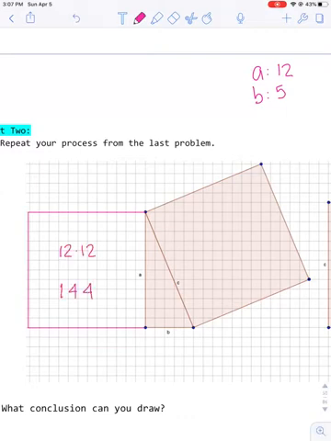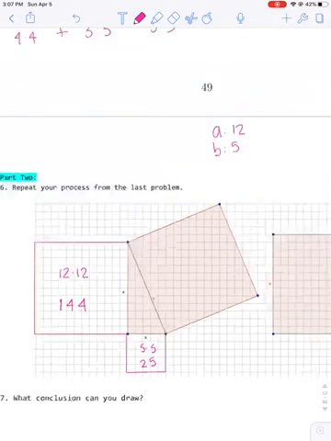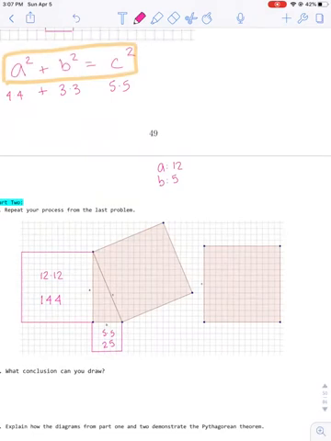So the area of that one would be 12 times 12, which is 144. Side B, I need a 5 by 5 square because B is 5 long. 1, 2, 3, 4, 5. All right. And I know that 5 times 5 is 25, so that's the area of that square.